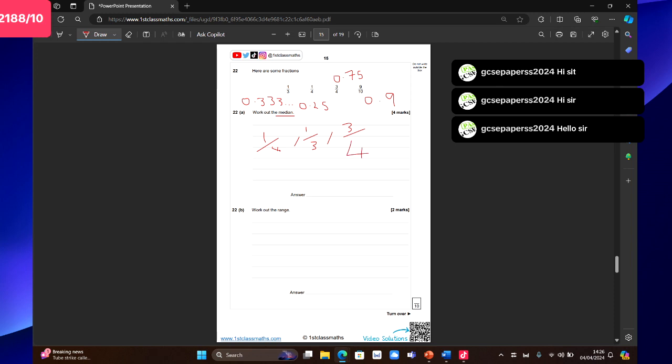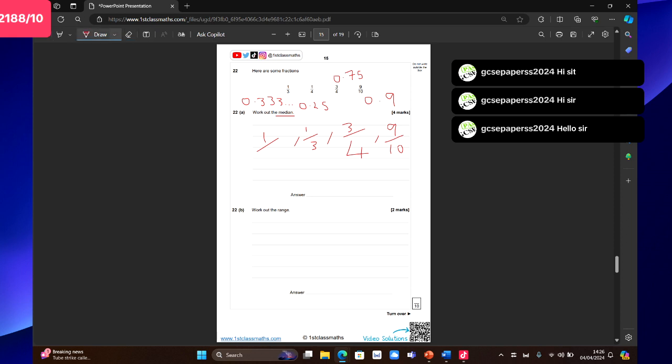If you're unsure about converting between these, look at my videos on how to convert fractions to decimals. But essentially, you have to know what a half is, what a quarter is, what 1/3 is, what 1/10 is, what 1/5 is, what a 20th is, and so on and so forth. So revise that if you need to.